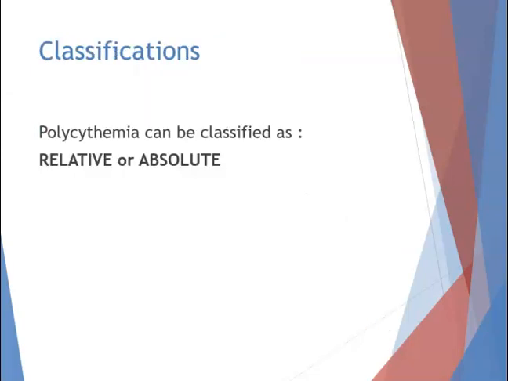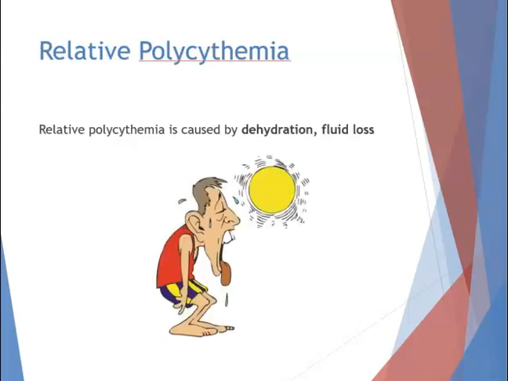We have two different classifications for polycythemia. One is relative and the next is absolute, and we're going to talk about each on the next few slides. First up is relative polycythemia. Relative polycythemia is caused by a dehydration of fluids. So we have an increased blood cell count as a result of loss of fluid or dehydration.